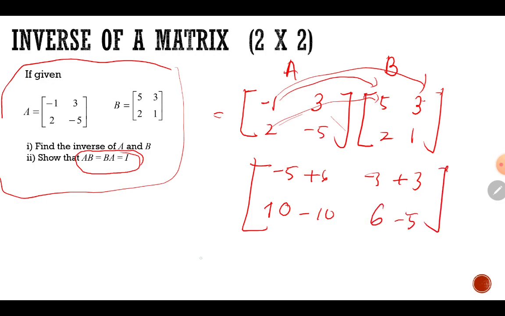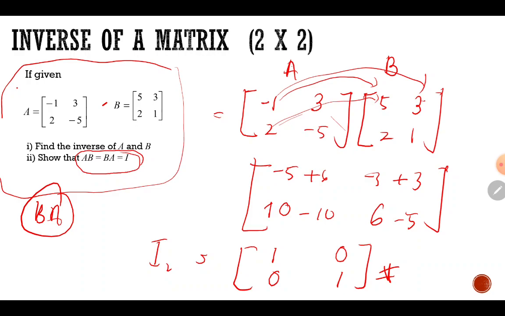See what you get? -5 plus 6 is 1. -3 plus 3 is 0. 10 minus 10 is 0. 6 minus 5 is 1. See? We get an identity matrix of size 2. Okay, this is me trying A times B. B times A, you try it yourself. You should get the same result as well.